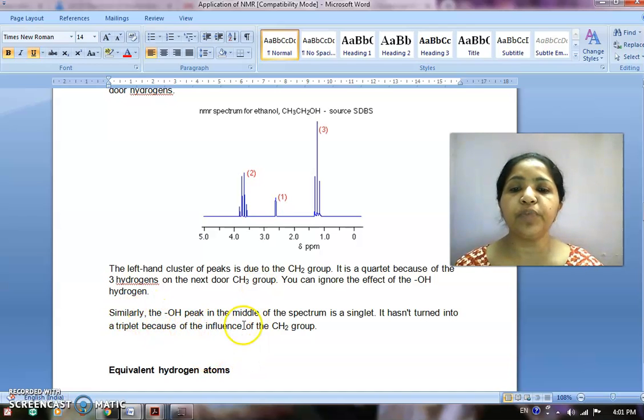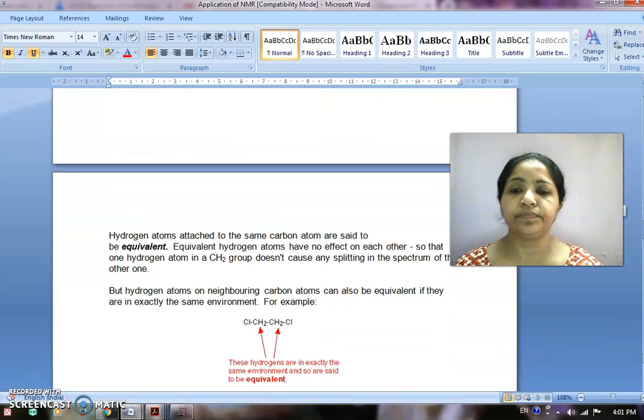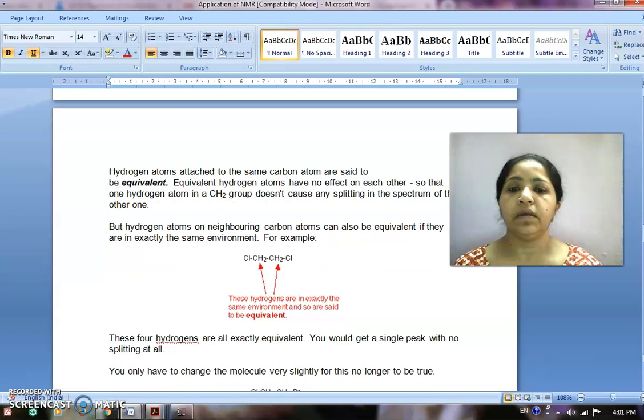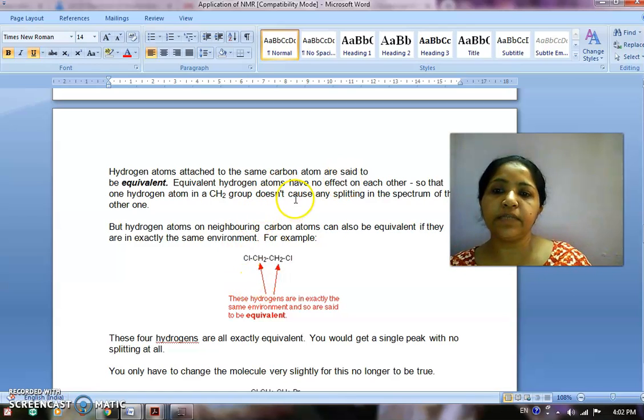Similarly, the OH peak is in the middle of the spectrum. It hasn't turned into a triplet because of the influence of CH2, so it will not turn into a triplet. So this is what you can see, another example has been given.